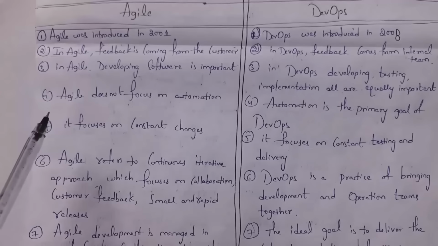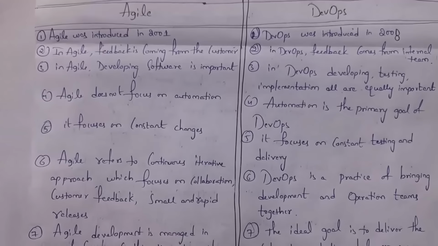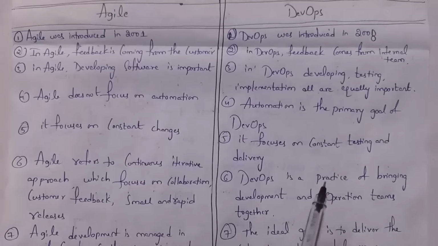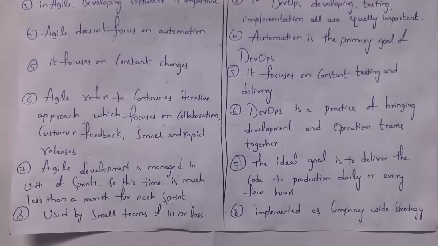In Agile, they will focus on constant changes. That is, what are the updates given by customers, and based on that, how to change the existing software. They will focus on that. Whereas in DevOps, they will focus on constant testing and delivery.